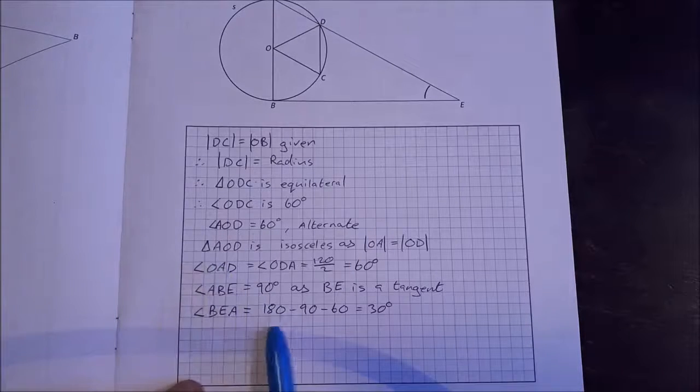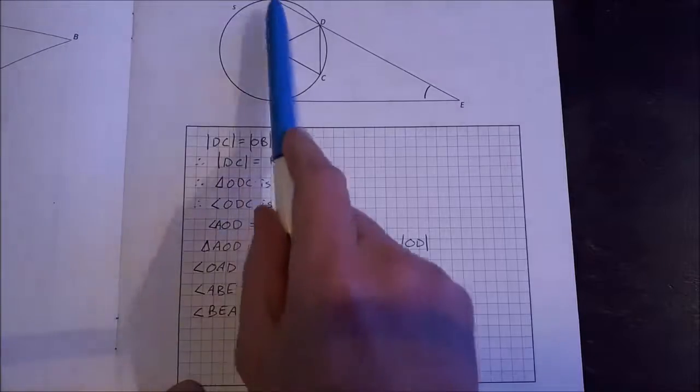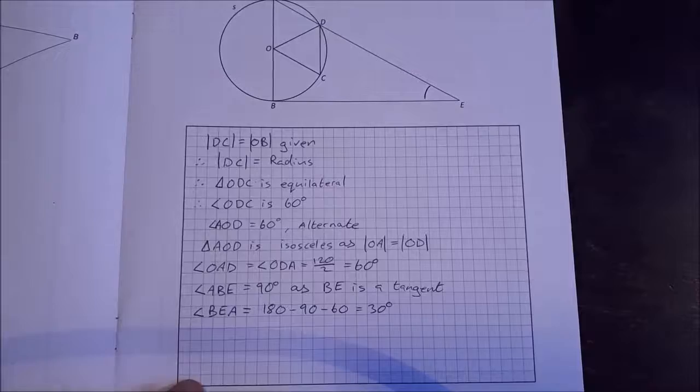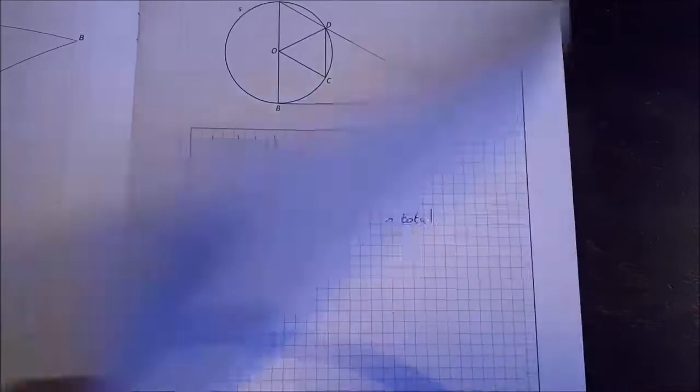If you're unsure about that, just go through step by step and point at each side, each angle, each triangle as you're going through it, and it should make more sense then.